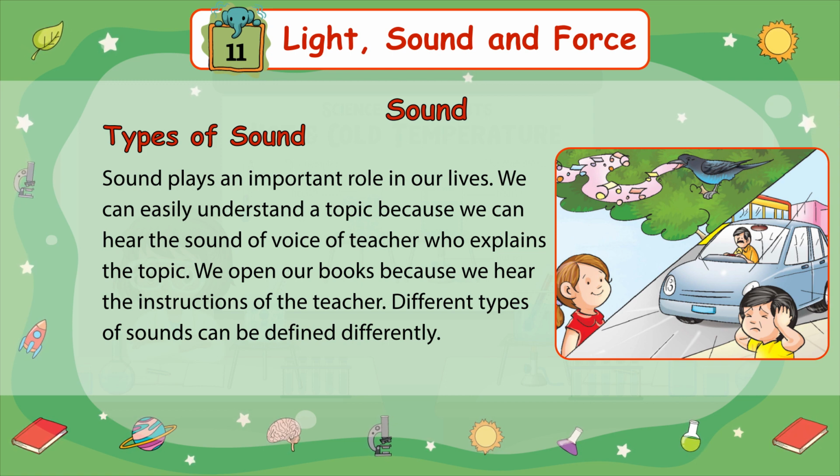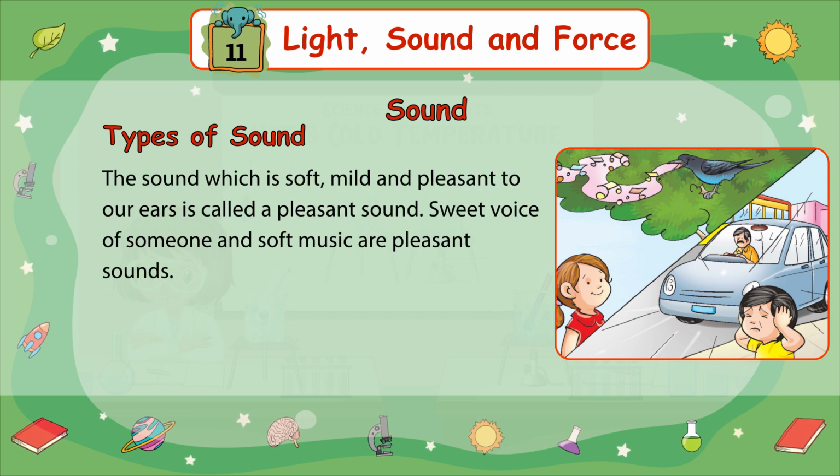We can easily understand a topic because we can hear the sound of the voice of the teacher who explains the topic. We open our books because we hear instructions from our teacher to do so. Different types of sounds can be defined differently. The sound which is soft, mild, and pleasant to our ears is called a pleasant sound. Someone's sweet voice and soft music are pleasant sounds.